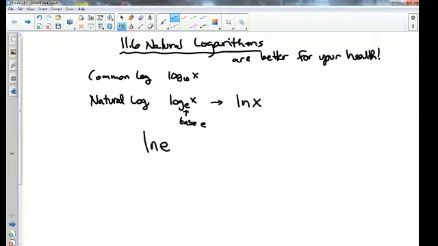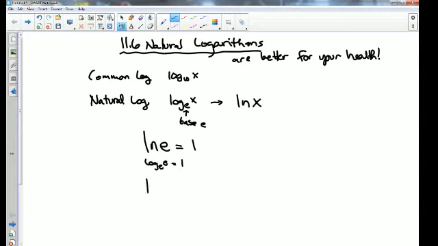So what is the value of ln e, natural log e? 1. Do you understand why? Because this is a log base e of e. What exponent of e makes e? 1, right? Okay.